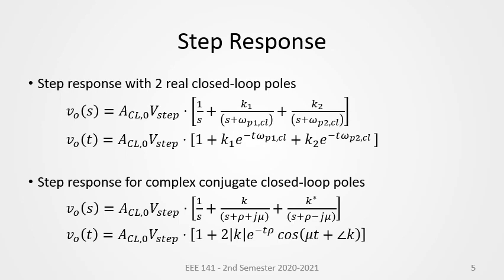We will focus first on the first case where the poles are real and the step response has two exponentially decaying terms based on omega p1 and omega p2.